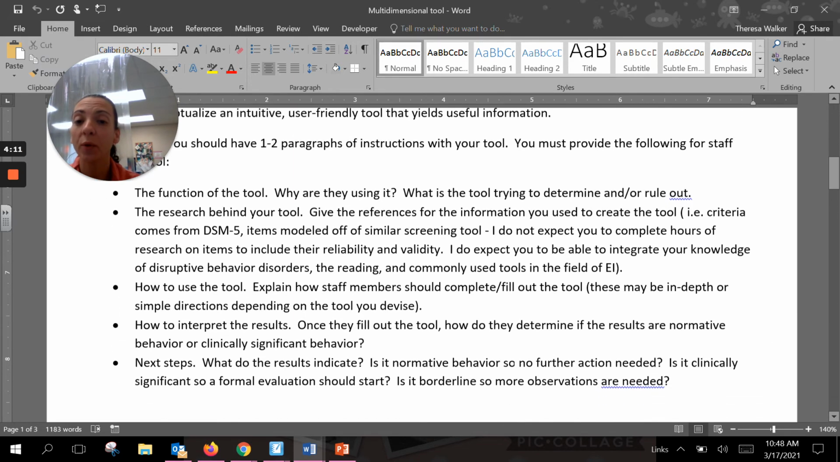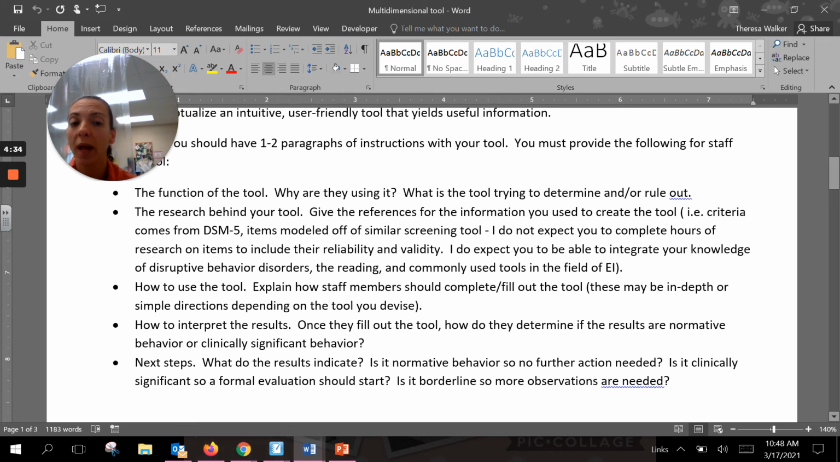You're going to explain how do you use the tool. You're going to explain how staff members should complete it or fill it out. These may be in-depth directions, or they might be simple depending on the tool that you devise. If it's a questionnaire, then your directions are going to be pretty simple. Answer the questions. If it's something that's a little bit more complex, then you might need to provide a little bit more in-depth directions.